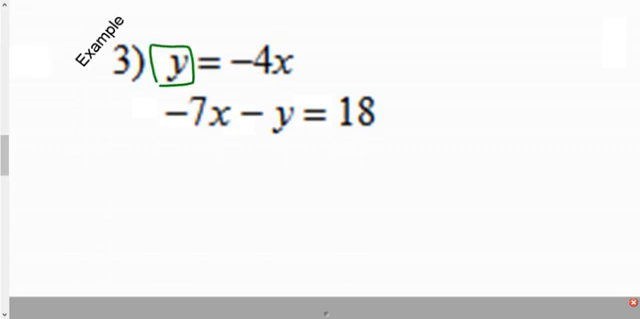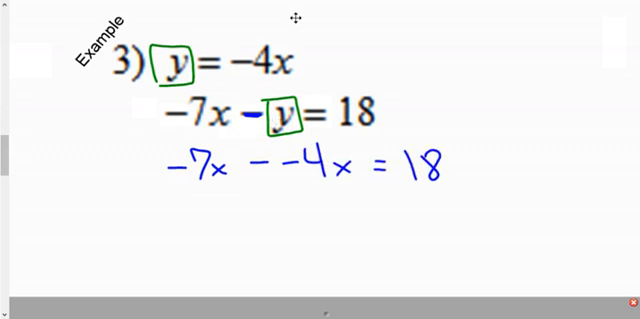What that means is that I can take this -4x value and replace it where I see the y down here. So let's see, -7x minus, because here's the minus sign right here, the y must be replaced with -4x. So I'm going to put in -4x right here. And now we just handle it like a normal equation. Are there like terms? There sure are. So it's subtracting a negative term. Keep, change, change. And this leaves us with -3x equals 18. And then we can divide by -3.